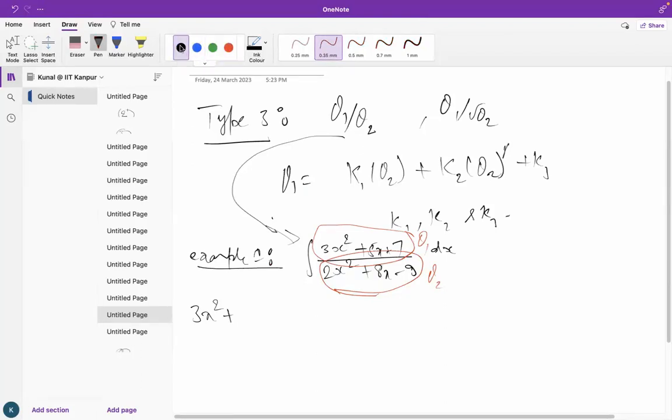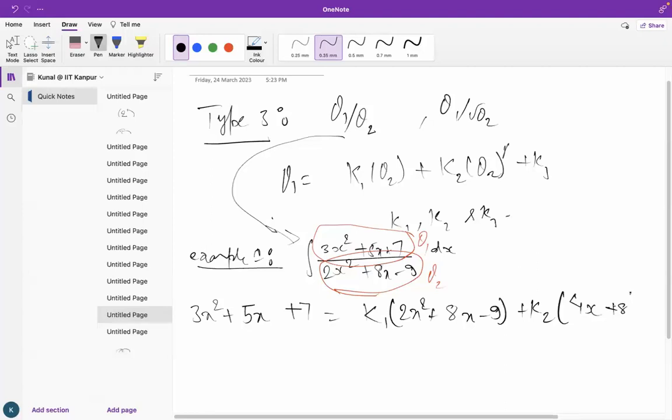Okay. So 3x square plus 5x plus 7. We have to compare it to the RHS, something like K1 times the quadratic two, which will look like 2x square plus 8x minus 9, plus K2 times the differentiation of the quadratic function in the denominator. So when we differentiate this, what we get? 4x plus 8, right? 4x plus 8. And put some constant here as well.